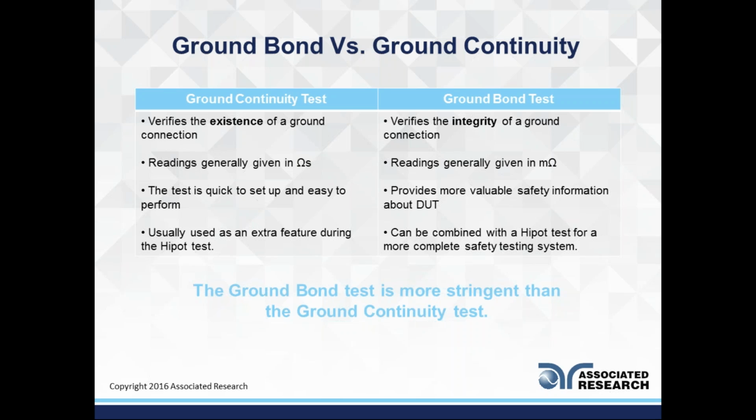Getting back to the comparisons, ground continuity is usually used as an extra feature during the high pot test, where ground bond can be combined with a high pot test for a more complete safety testing system.